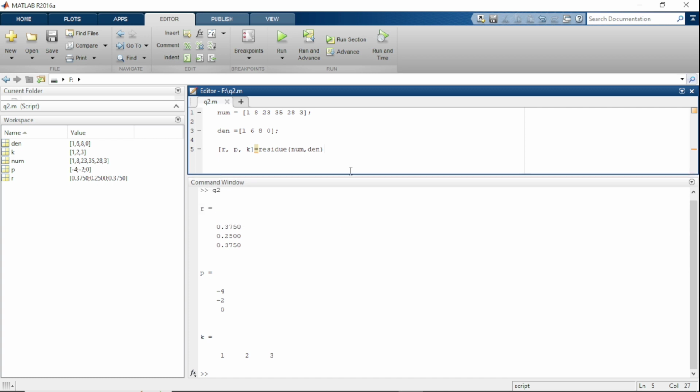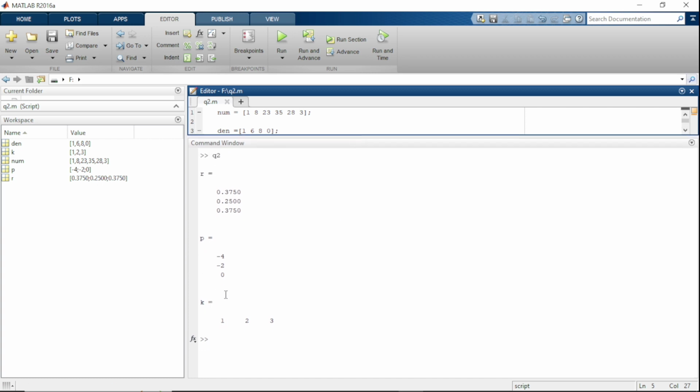So here you can see the values of r, p and k. So the equation will be 0.375 divided by s plus 4, plus 0.25 divided by s plus 2, plus 0.375 divided by s, plus the direct term, which is s squared plus 2s plus 3.